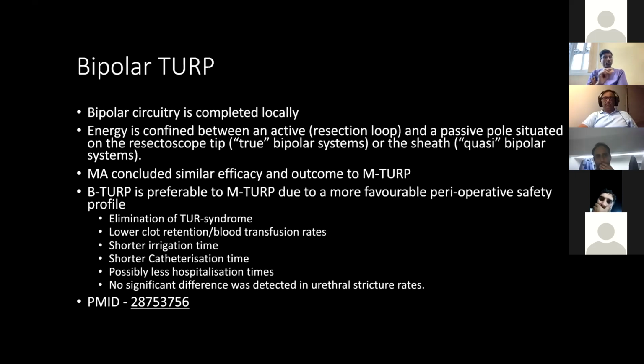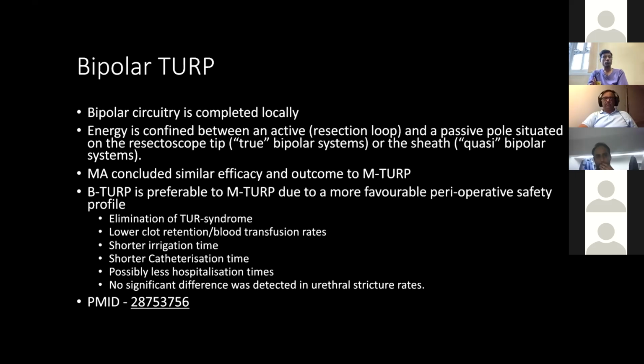I don't really buy a few things like, for example, low clot retention, shorter irrigation time, shorter catheterization time. These are all due to the individual surgeon's expertise and also the individual patient's prostate anatomy. But elimination of TUR syndrome is a very good point. If you are going for a very large gland, 120 cc, 140 cc, if you want to resect in one go, you want to resect more than 60 minutes, like 90 minutes, bipolar TURP is the best way to go.